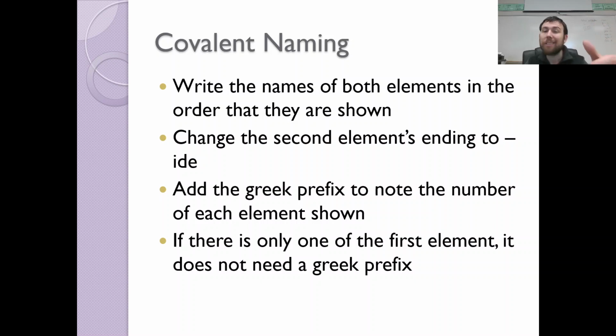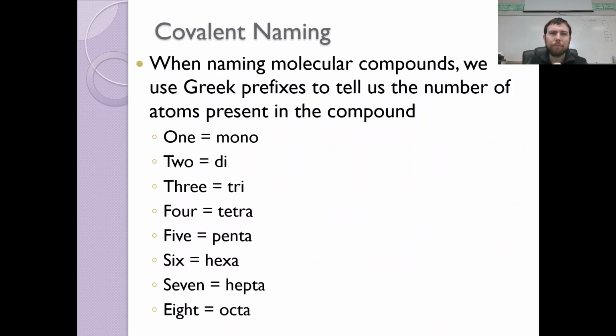Now, let's talk about step number three. Let's talk about those Greek prefixes that you are going to need to know in order to properly name things. When naming a molecular compound or a covalent compound, we have to use Greek prefixes to tell us the number of that atom that's present in the compound. And so this is just a list. I'm going to go through it pretty quickly so that we can start to look at some examples.